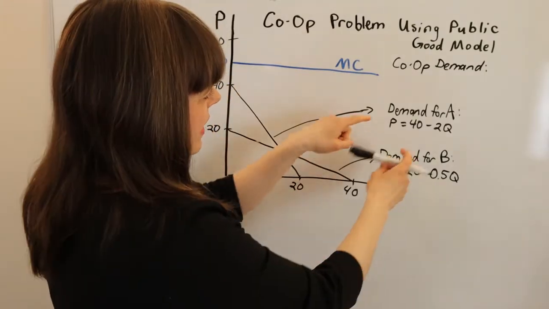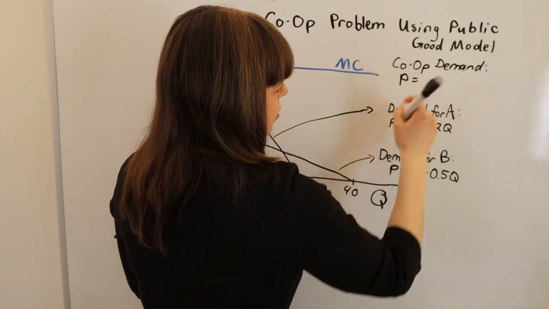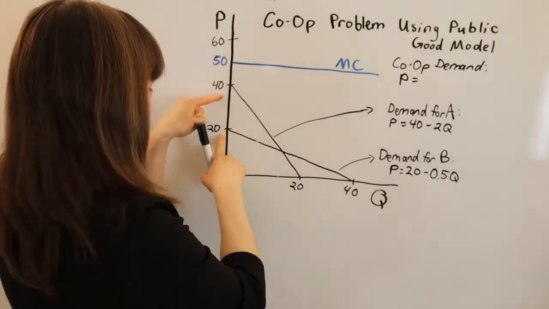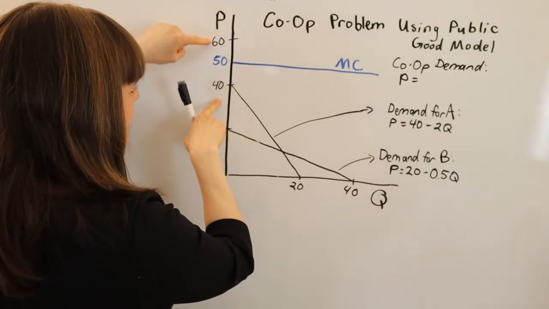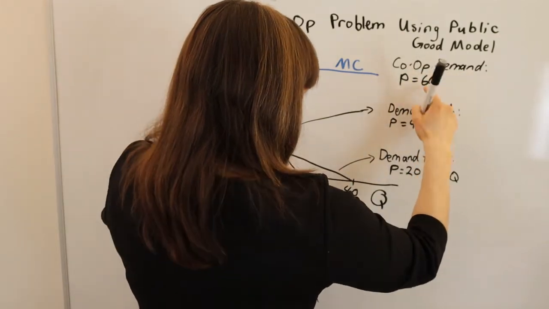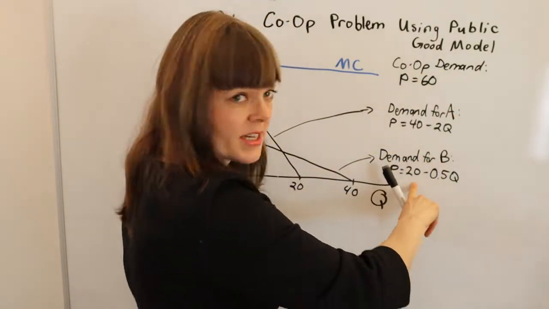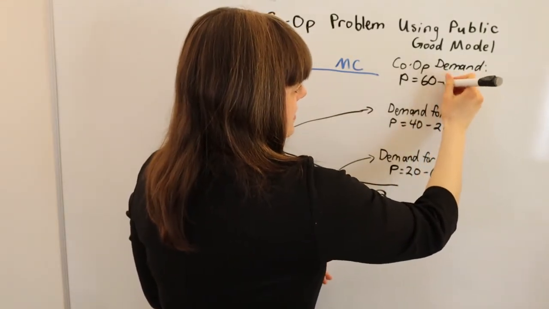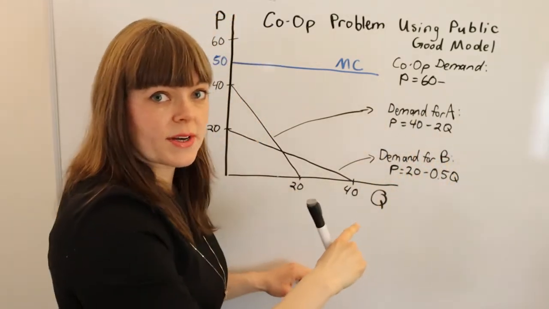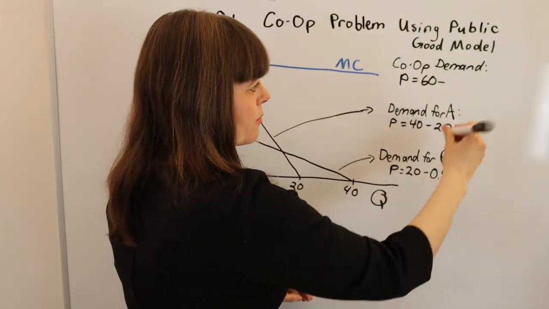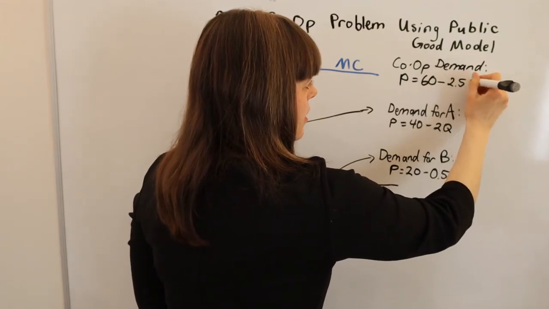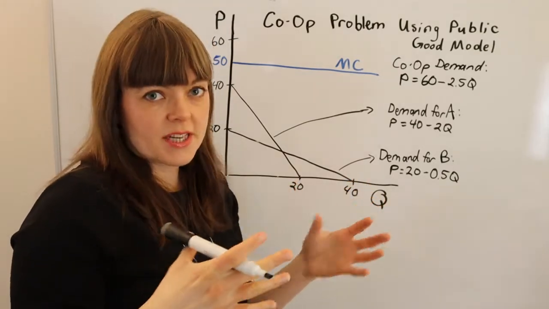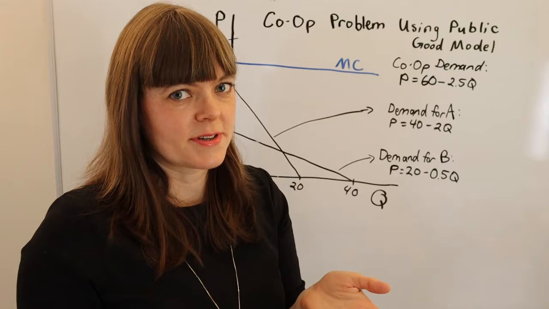and then we'll go over the intuition about why we do this. But we're going to have the same structure, so P equals, and we have an intercept, which is 20 for one firm, 40 for another, and we're going to add those together to get an intercept here of 60, which comes from adding the 40 and the 20, the two intercepts of the two firms' demand functions, and then minus, and we need a slope or a coefficient, and we're going to add the two firms' slopes, so minus 2.5 Q. And this is going to give us the total demand that firms together in the co-op are going to have for that particular product.